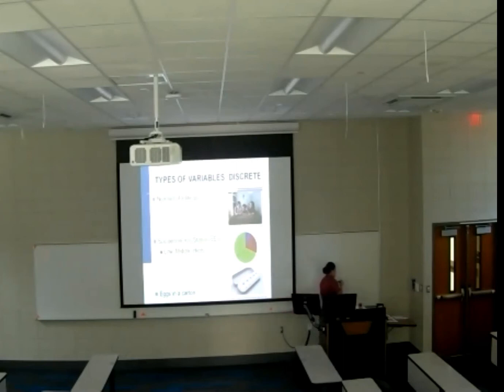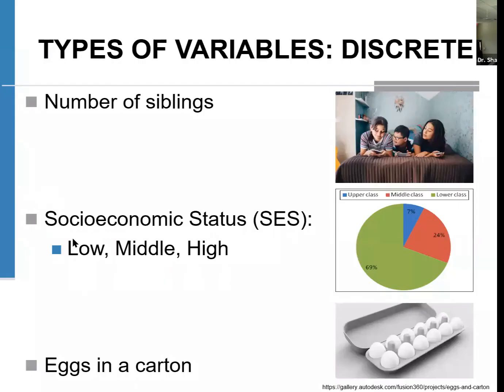Socioeconomic status. That's also another way to see a discrete variable. So for instance, think about categories. You're either low, middle, or high when it comes to socioeconomic status. And the last example that I like to mention is the eggs in a carton. Either you have a whole dozen or you don't.